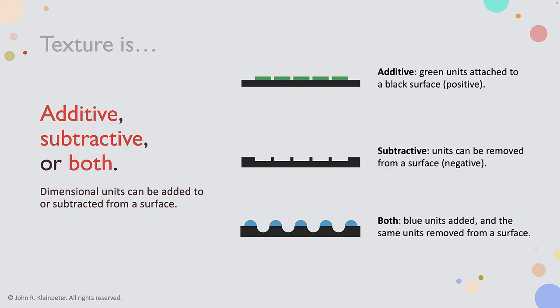In the middle sample, units can be removed from a surface or be negative. Or it can be a combination of both positive and negative. The sample at the bottom shows blue units that have been added and the same units removed from a surface.